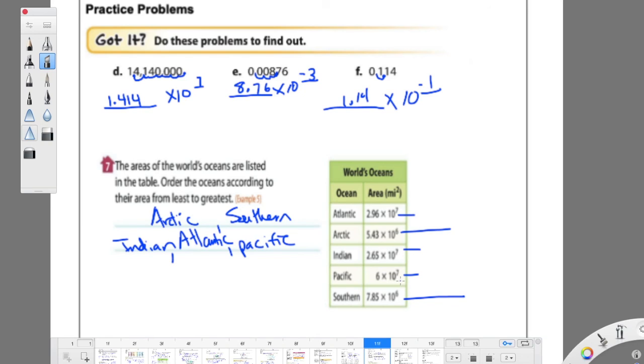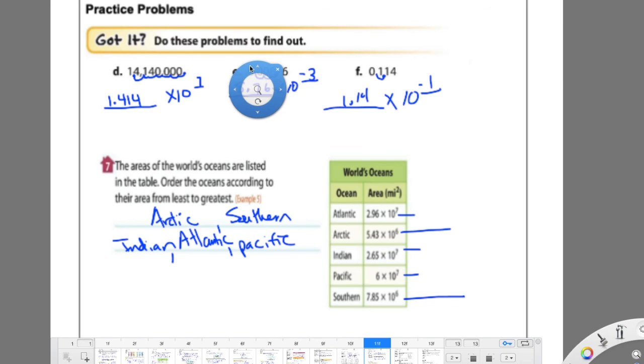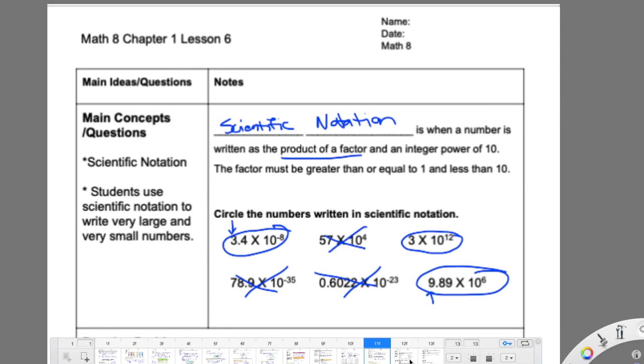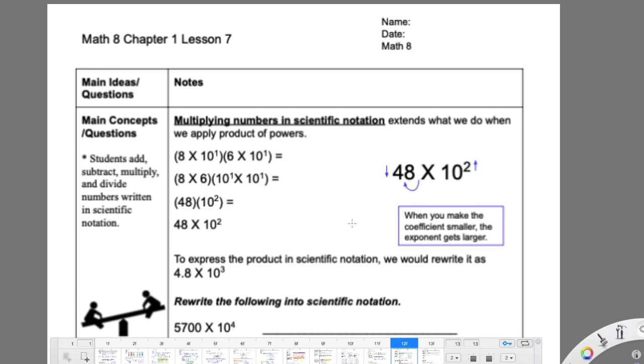Okay? I do believe that will be the end of section 6 here. Let me move to the next page. Yep, that is the end of section 6. So I will see you in section 7.